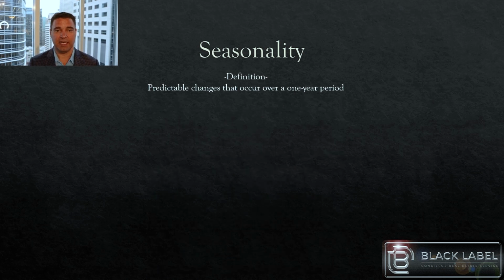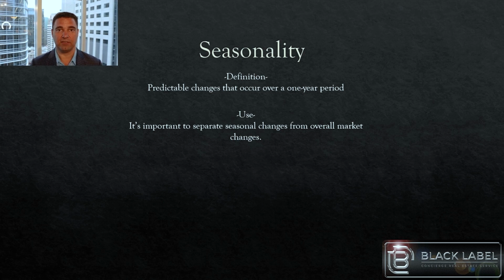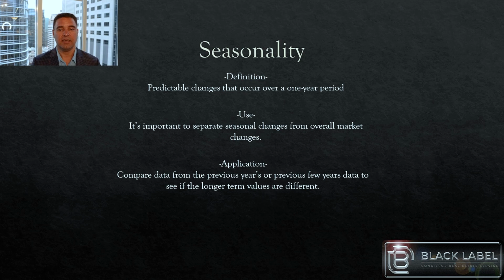Seasonality is basically a predictable change that occurs from year to year. So every summer, sometimes the market gets hot. Every winter, the market gets cool. And because those happen every year reasonably predictably, that's called seasonality. So it's important to be able to decipher the seasonal effects versus the bigger macro effects.